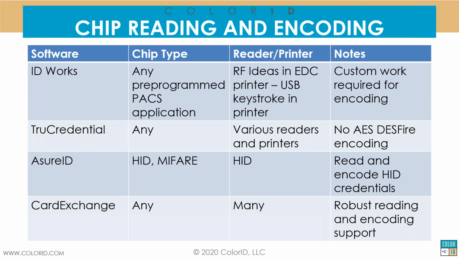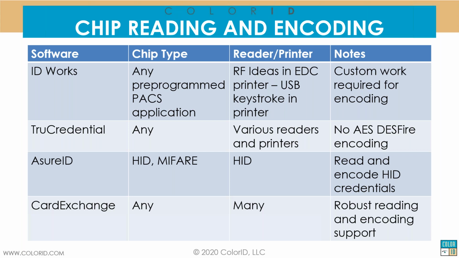is a challenge. Right here is a little grid of printers and software and chip types, and you will get a copy of this, either as a recording or the PowerPoint. But I just kind of laid this out there. It's kind of broad. It shows ASUREID with the HID products. CREDENTIAL will encode a lot of different types of cards.